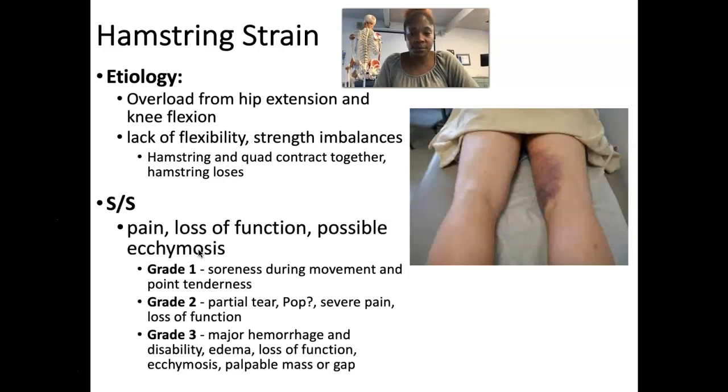In terms of signs and symptoms, they're going to have pain or tenderness in the area of the strain, certainly loss of function in knee flexion or concentric contraction, and last but not least, depending on the grade, they could certainly have some ecchymosis, right, some bleeding in the area of the strain. So grade 1 with the hamstring strain, they're going to have soreness during knee flexion moments, maybe even hip flexion moments with knee extension, and tenderness to palpation. But with a grade 2 and a grade 3, this is where we want to hone in, right? With a grade 2, remember, it's that partial tear.